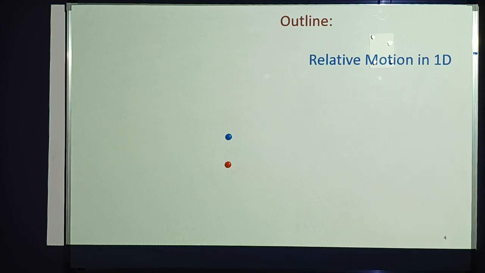In this video, I will discuss relative motion in one dimension. How will the motion of a body look from another moving body? And how it's easy to solve certain problems using this concept of relative motion.